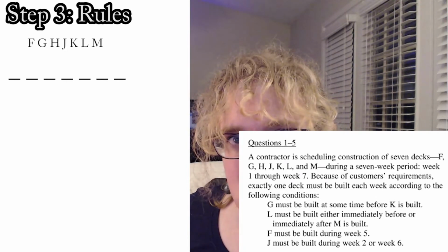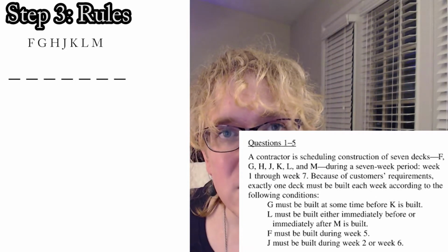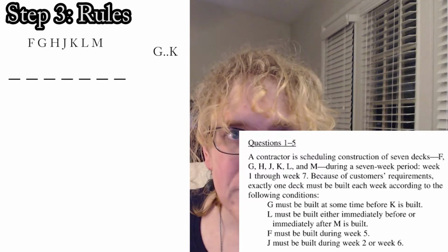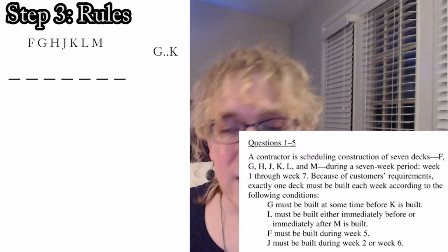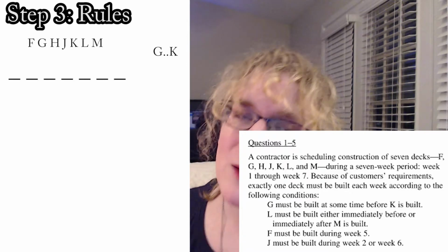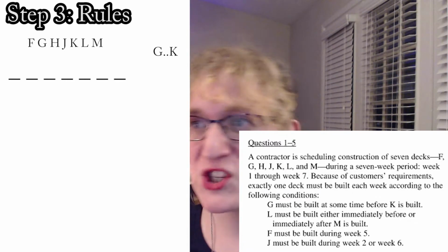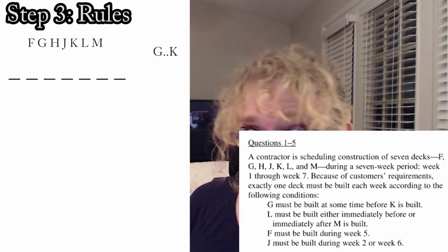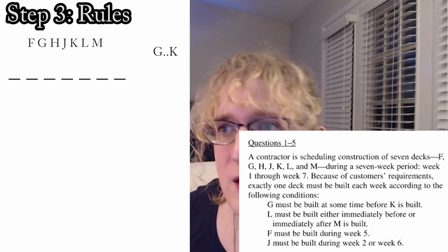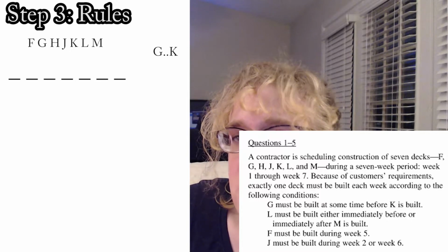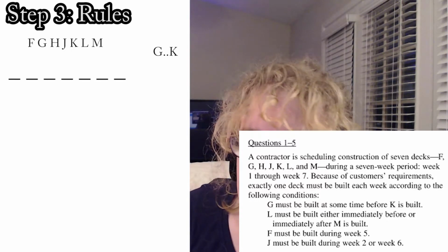So what I like to do is use ellipses for this. Just a little G dot dot K. This says to me that I know G is before K, but I don't know how many are in between them. It could be 0, it could be all of the other entities. So it could be like G first and K last, and that would still satisfy the rule. So yeah, G dot dot K.